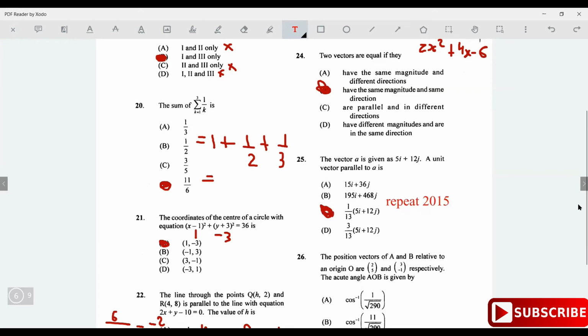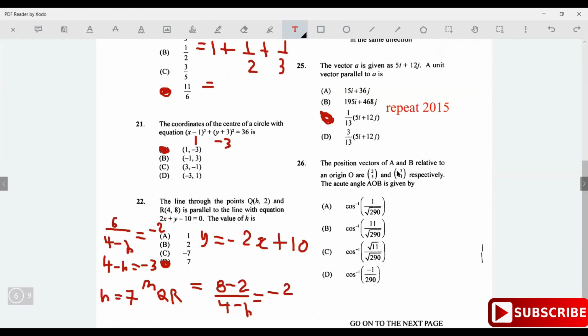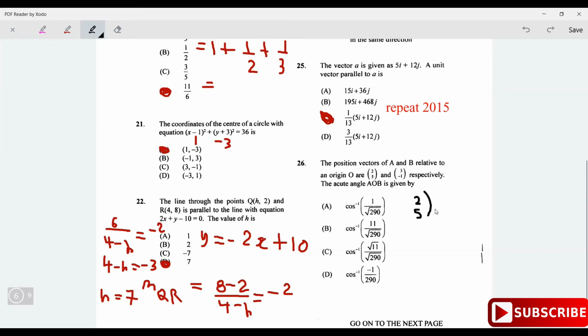All right. And it says the position vectors A and B relative to the origin are (2, 5) and (3, -1). What is the acute angle? So the first thing you need to do is find the dot product. You work out (2, 5) dot (3, -1). You get 6 minus 5, which is equal to 1.